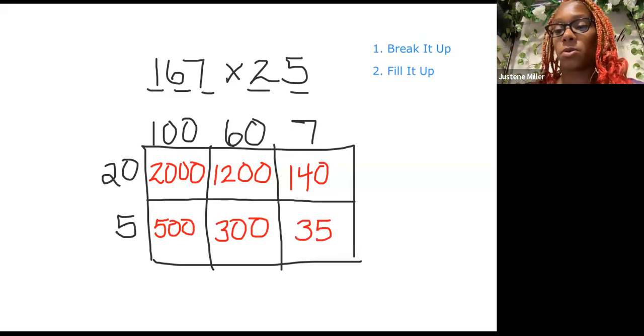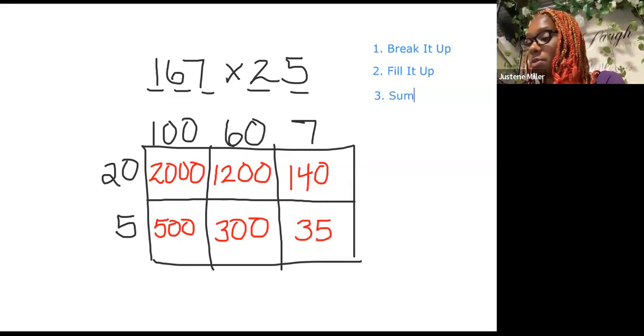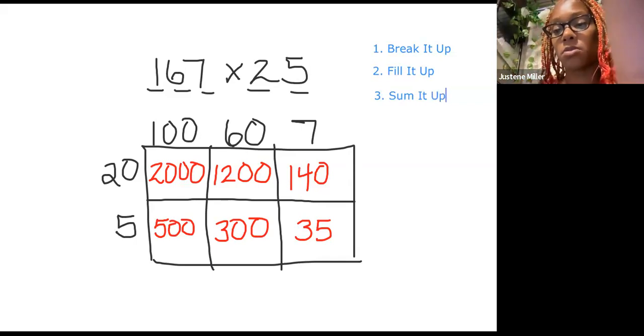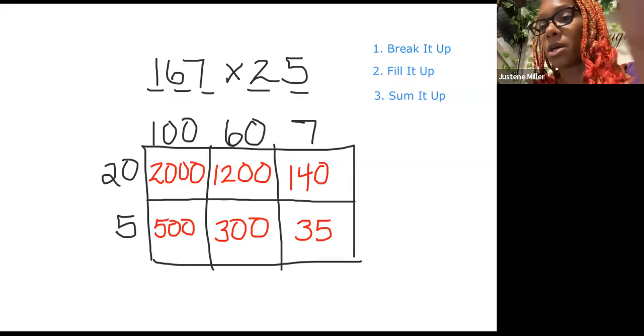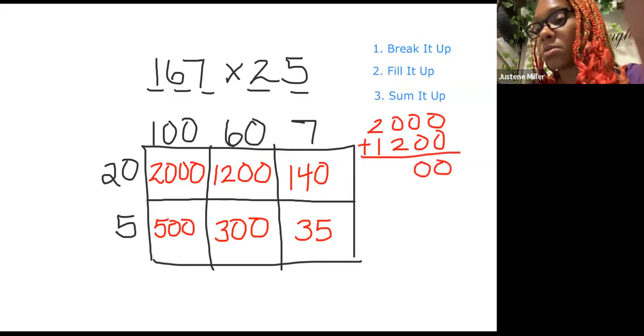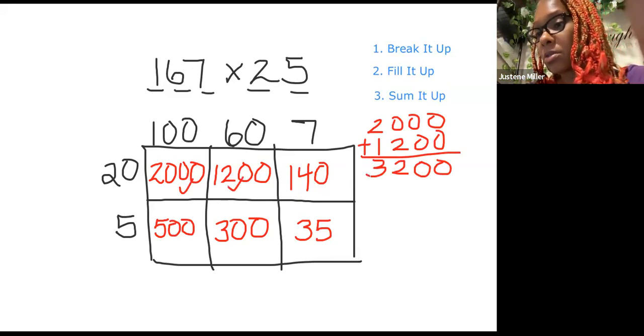All right, so we were able to fill it up. And then that last step we have, and we're gonna say sum it up, which also means add it up. All right, and you know me, I like to add it 2 numbers at a time. So I'm going to do 2,000 plus 1,200. Got these zeros, this is 2, this gives me 3. Done and done. Plus 140.